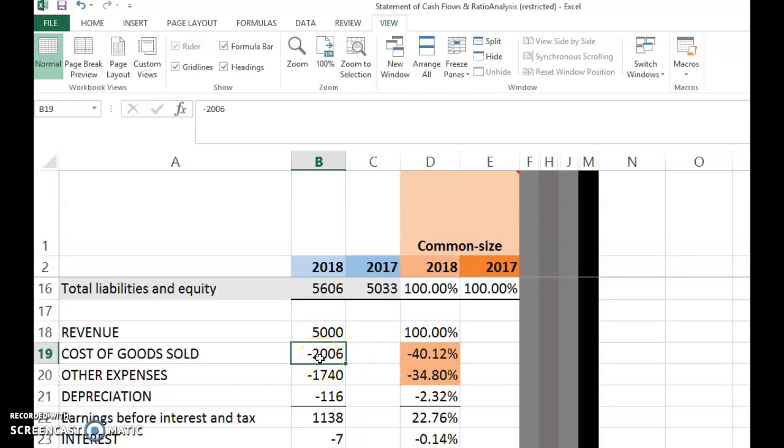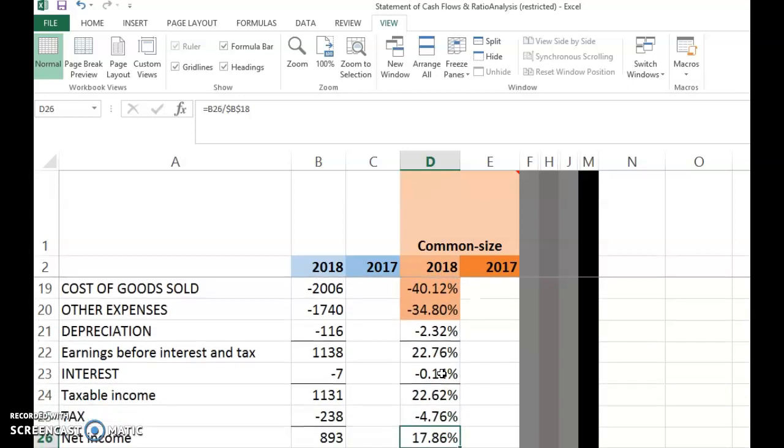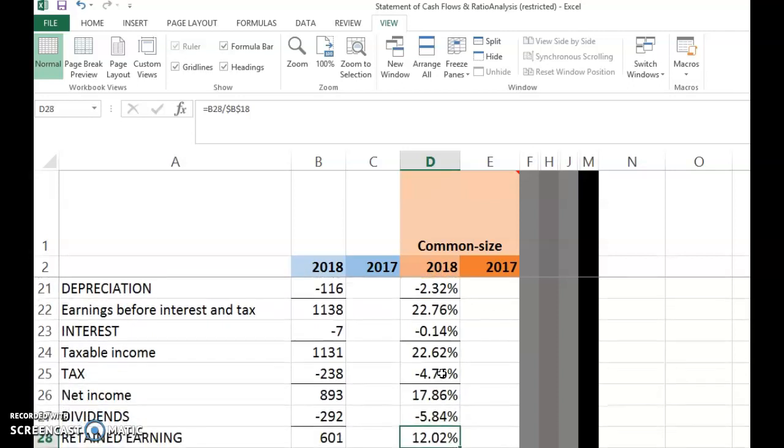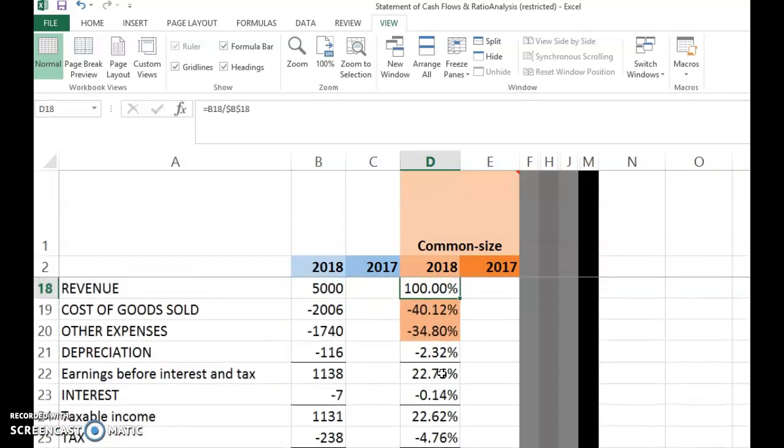Just stick to $2,006 divided by 5,000, you get 40.12%. So here the negative is retained. Negative here, therefore negative here as well. Sorry about that. So it is 40.12%. So all items, for example, other expenses, depreciation, interest, taxable income, tax, then net income and dividends, and retained earnings, all of these items are expressed as a percentage of sales.